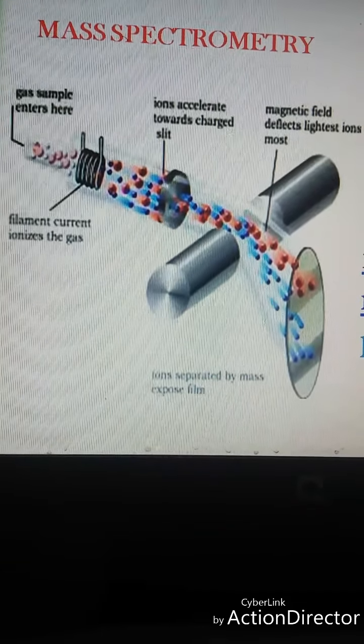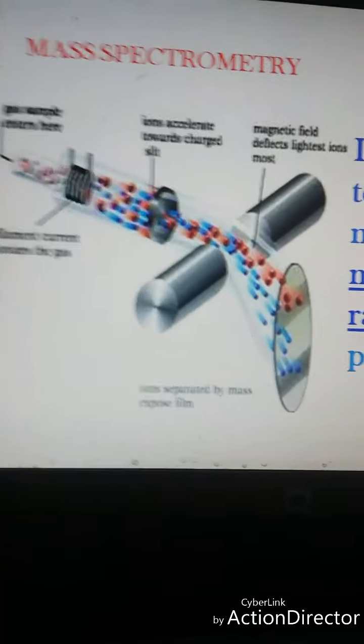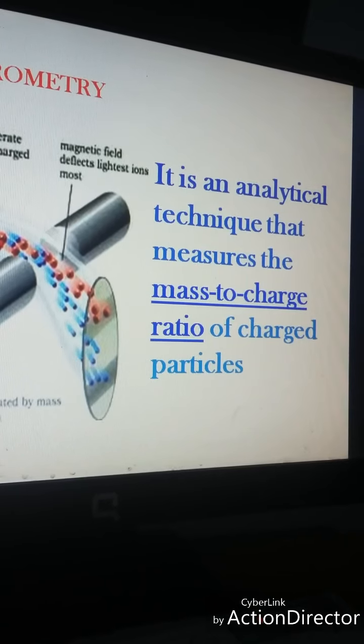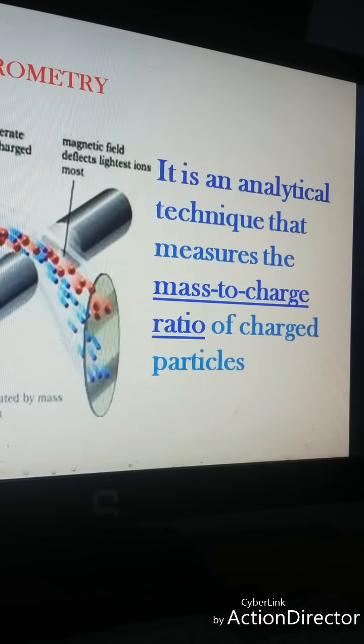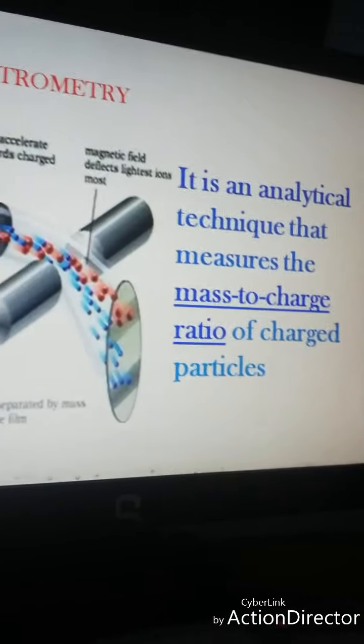Today's topic is mass spectrometry. It is an analytical technique which measures the mass to charge ratio of charged particles. By mass spectrometry, we can find out the masses of the particles and the elemental composition of the sample or the molecule. So it is very important for elucidating the structure of different molecules.